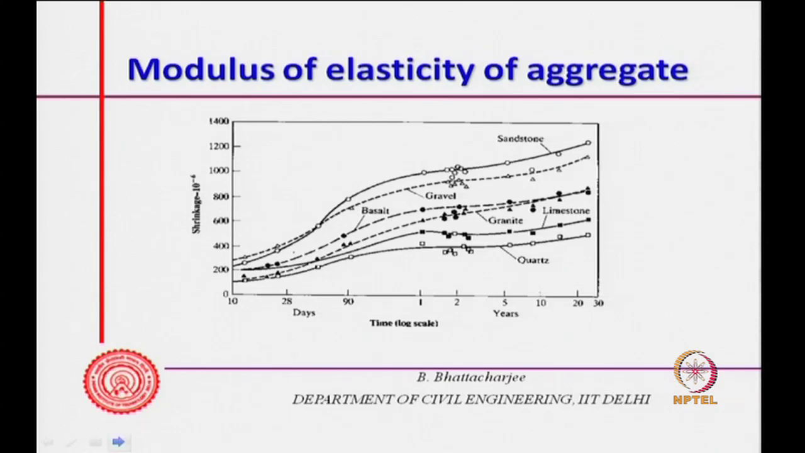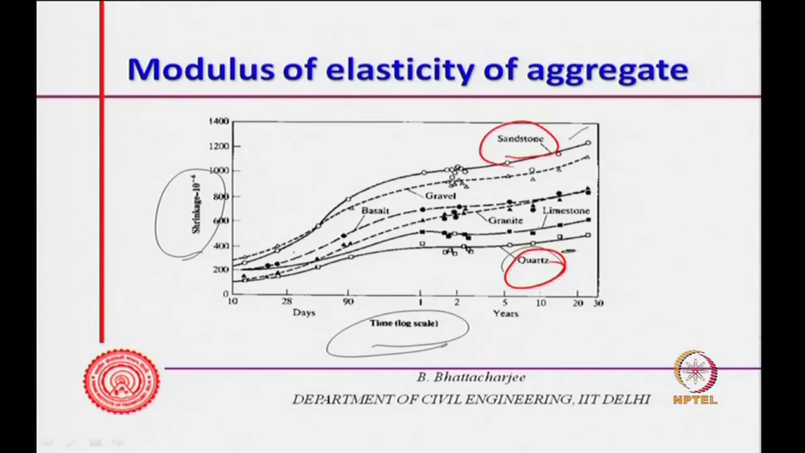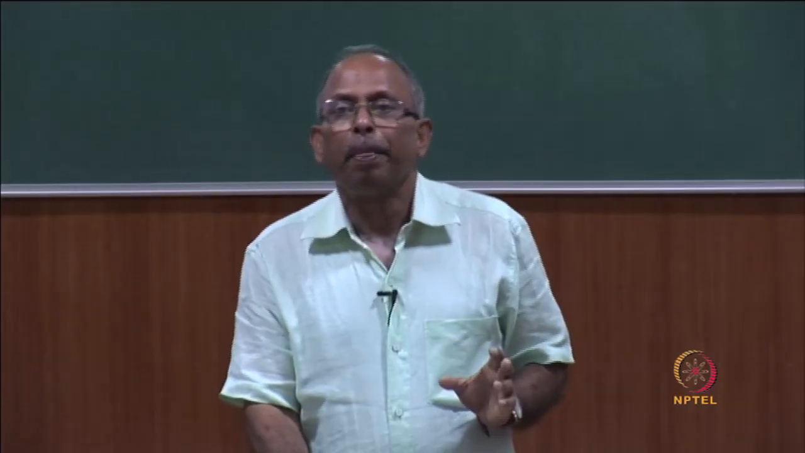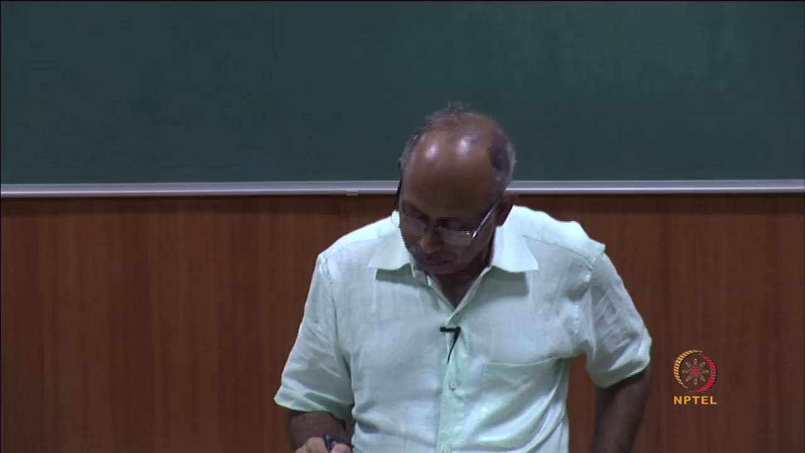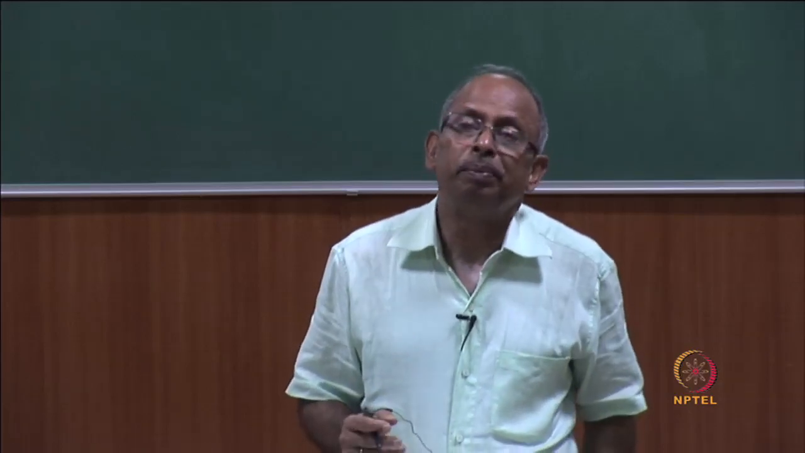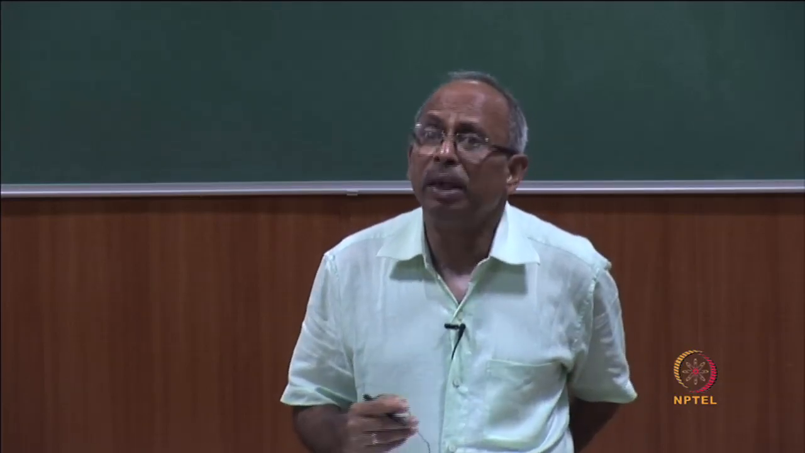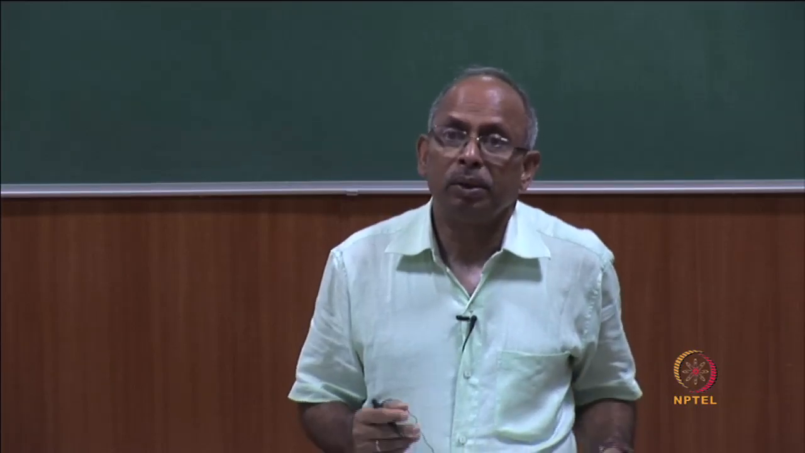If you look at this, this is sandstone. This is shrinkage along this direction in microstrain, time in log scale. Now, quartz is very stiff. So, quartz is here, this is sandstone, this is limestone, this is granite, this is some gravel, this is basalt. So, it will depend upon the stiffness of the aggregate itself. Higher the modulus of elasticity, shrinkage will be less, because it will restrain the shrinkage.